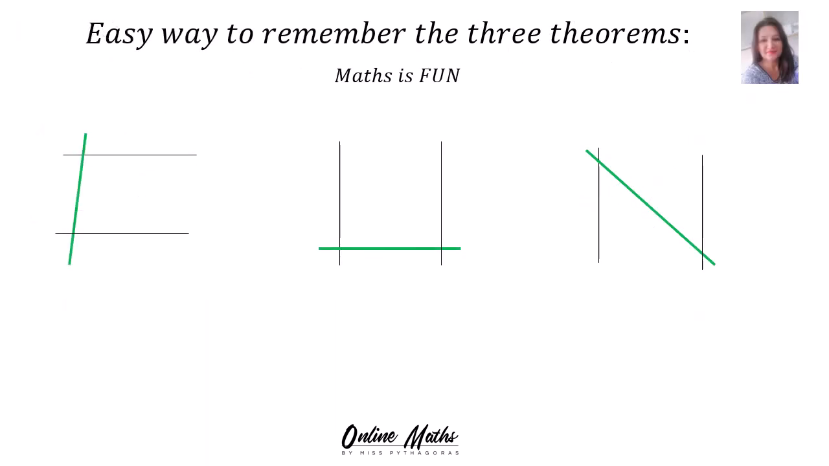Now there is also an easy way to remember the three theorems based on the acronym Maths is Fun. Now look at this. The F means corresponding angles. Now where do we find the corresponding angles? When there's parallel lines, let me make them parallel. There's your transversal. So then this one and that one, or that one and that one. So there's your corresponding angles.